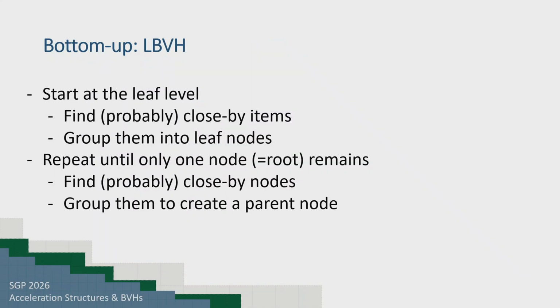I'll move on to the bottom-up build. This is the one that I kind of prefer. As the name suggests, we flip this upside down. So instead of starting with all objects, we start at the leaf level, and we try to find groups of objects in this leaf level, group them together, build a leaf node out of this, and then we do this for all of the objects that we have. Once we've done this, we move up one level. We take our leaf nodes, and we start grouping them together to create the next level up, and repeat this all the way until we reach a parent node.